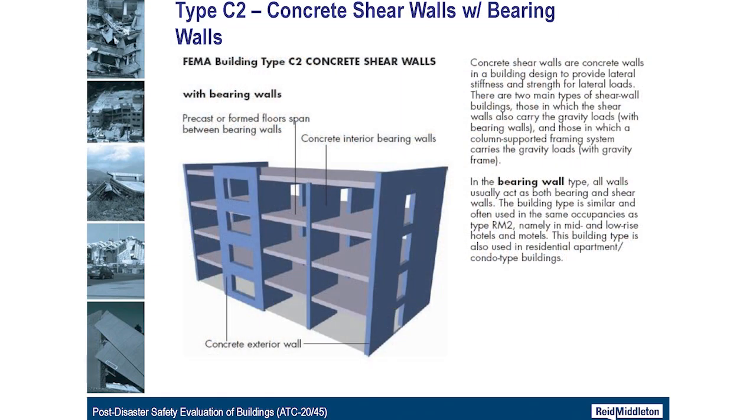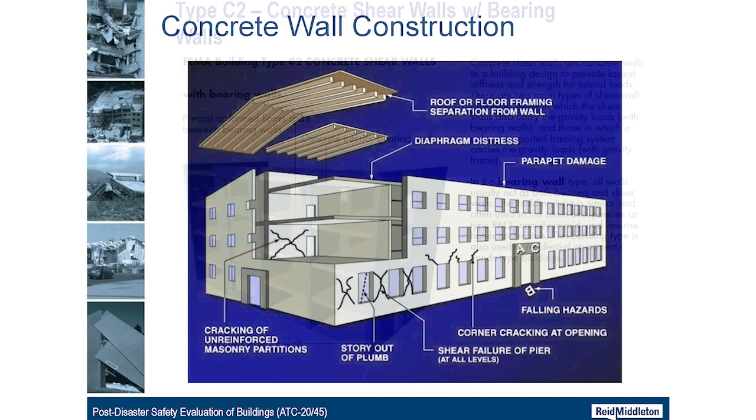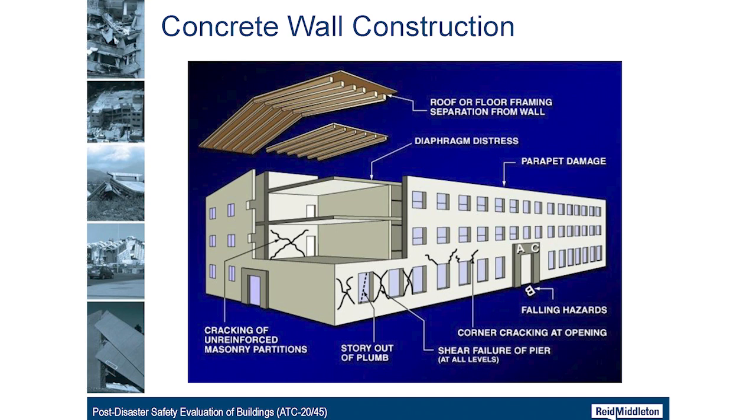Type C2 is concrete shear wall with bearing walls, so our exterior walls in this example are shear walls serving as part of our lateral force resisting system, but they're also a major part of our gravity system supporting that 24/7 gravity load. So here's the other isometric blow-up. This is in your field manual as well. You can find the page. So I'll talk through. This has a flexible wood frame diaphragm and shear wall construction.